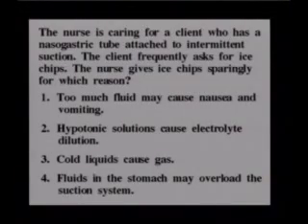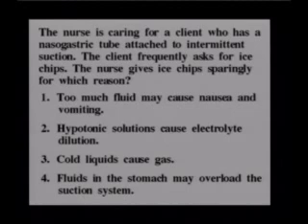Let's do a question about this. The nurse is caring for a client who has a nasogastric tube attached to intermittent suction. The client frequently asks for ice chips. The nurse gives ice chips sparingly. For which reason? 1. Too much fluid may cause nausea and vomiting. 2. Hypotonic solutions cause electrolyte dilution. 3. Cold liquids cause gas. Or 4. Fluids in the stomach may overload the suction system. So the correct answer is number 2.